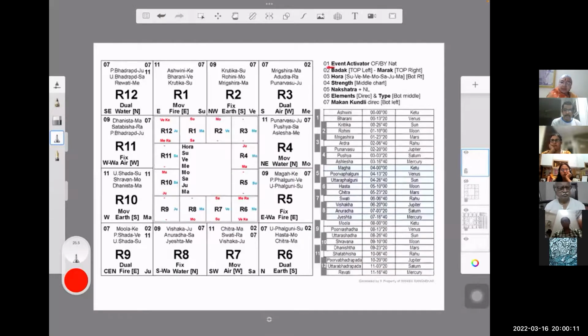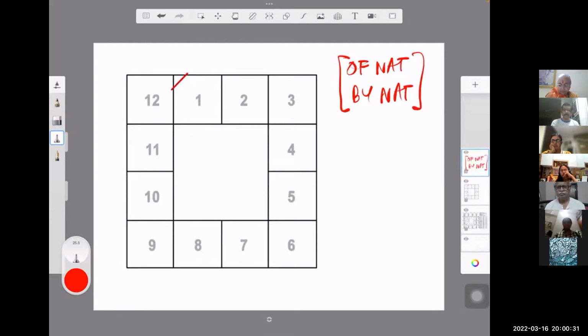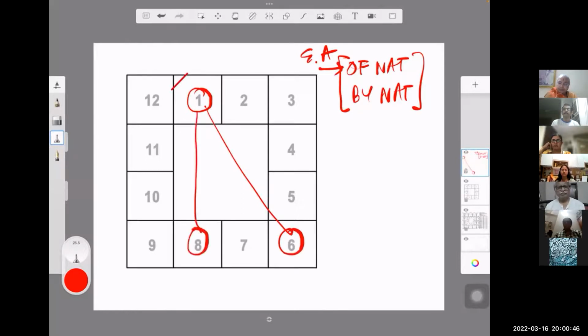here I had written event activator of native and by native. Now, what does that mean? Of native and by native. Okay, like I told you, there is no precedent for this. This is my word for it. Okay, event activator of native. What did I say? If this is the native, this is the illness of the native. This is the obstacle of the native.